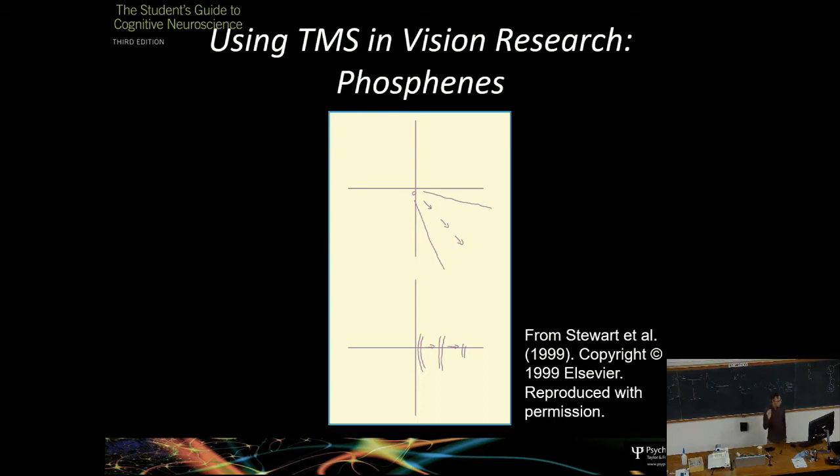But sometimes you do get observable effects. If you put it over your motor cortex, your finger will twitch. If you put it over your visual cortex, you will get what are called phosphenes. So if you put it over the back of your brain, you will see flashes of light, for instance. If you put it over a part of the back of the brain involved in vision that's involved in motion, you will see flashes of light that move.